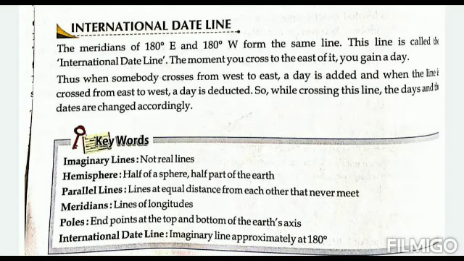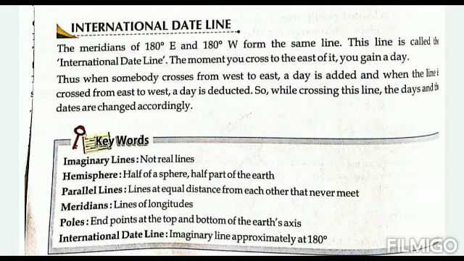Now let's read about the international date line. The meridians at 180 degrees east and 180 degrees west form the same line. This line is called the international date line. The moment you cross to the east of it, you gain a day. Thus, when somebody crosses from west to east, a day is added. That's why it is said that when we have a day here, there is night in the USA. And when one crosses the line from east to west, a day is deducted.